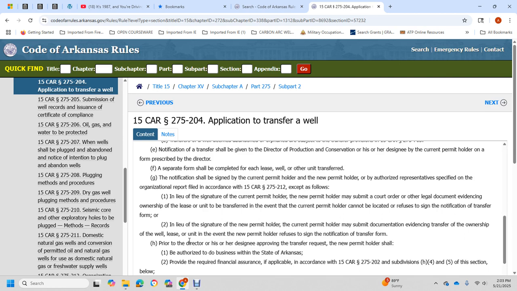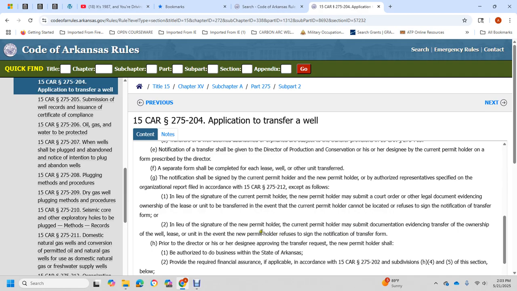Except that in lieu of the signature of the current permit holder, the new permit holder may substitute a court order or legal document as evidence of ownership of the lease. In the event the current permit holder cannot be located to sign the notification of transfer form, in lieu of the signature, the new permit holder shall submit documentation as evidence of the transfer of ownership of the well, lease, or unit.